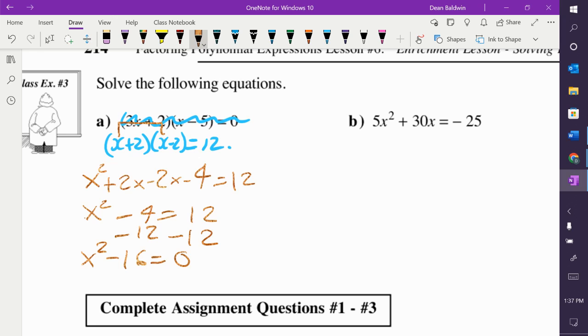Now that looks like the other ones that we had. We have function equaling 0. So what do you do with the function? You factor, considering we're in the factoring unit. So how do you factor x squared minus 16? It's a difference of squares. So it's x plus 4, x minus 4.